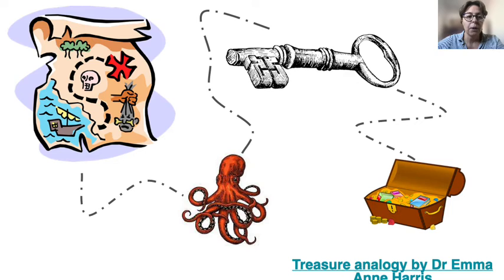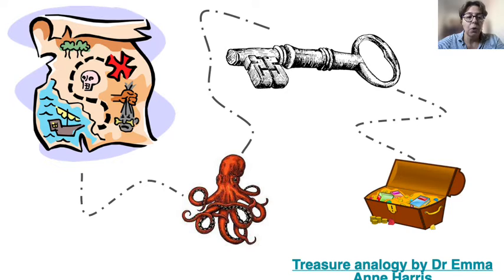To do that, I would like to use the treasure chest analogy devised by Dr. Emma Ann Harris. If you think of data as a treasure chest that you really want to obtain, the first thing that you need is some sort of help in finding it. Where is it? How can you reach it? So you need a map. But that is not enough.